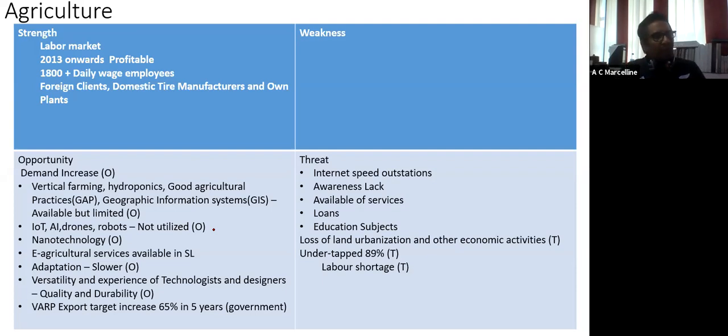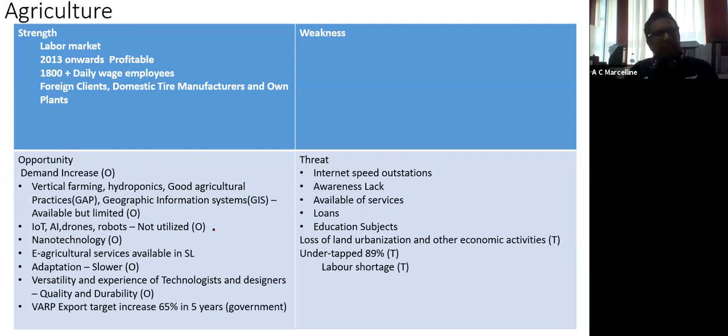From 2013 onwards, we are profitable on the agricultural aspect and the factory aspect of it. Then I have my foreign clients and domestic tire manufacturers as well as my own. So I'm diversified a little bit, not only sticking to one particular area, because in case my own factory doesn't want rubber, then I lose everything. So by doing that, I have my domestic clients as well as the overseas clients, so that I can have my rubber being exported. So not an issue.